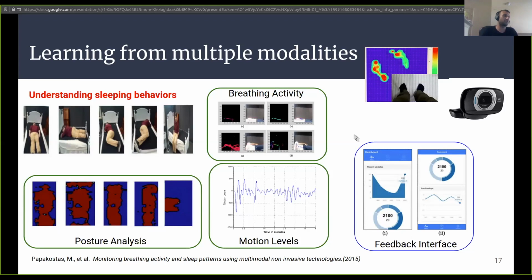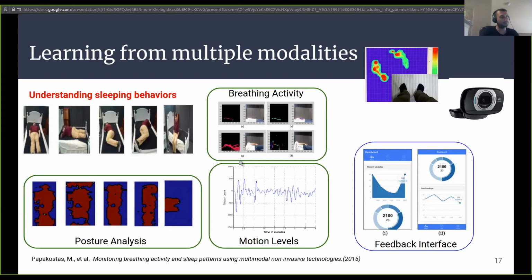So we used the pressure mat to analyze the sleeping posture, and the camera to detect breathing activity and monitor their periodic breathing, and also detect abnormalities in case they stopped breathing occasionally and send alerts to the device. We also used both of the modalities to create a joint graph representing their motion levels overnight.